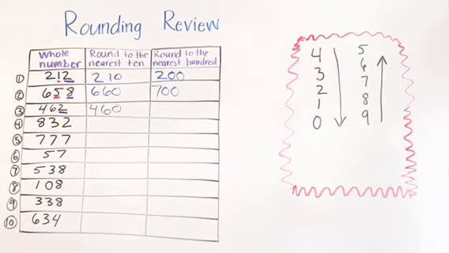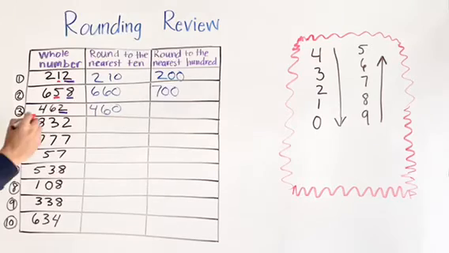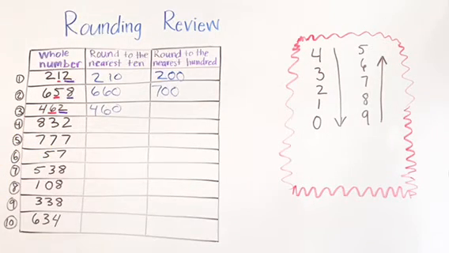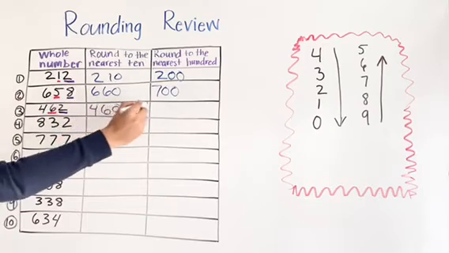Hopefully you guys said that it is closer to 460. Okay, now we're going to round to the hundreds. We're going to look at the tens place, and the tens place is 6. Look on the right hand side on the chart, the 6 is rounding up. So is it closer to 400 or is it closer to 500? It's going to be closer to 500.